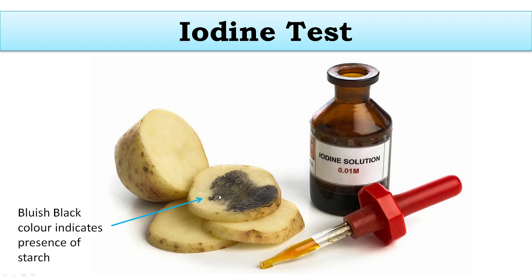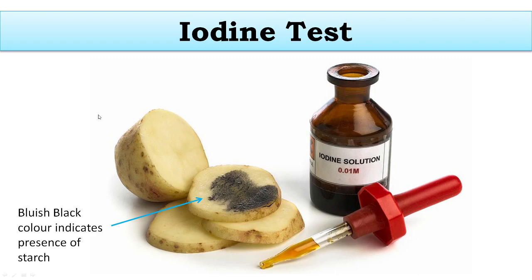The iodine changes color to bluish black when starch is present. So we say the iodine test is positive. Since potato contains starch, an excess amount of starch, it shows a positive iodine test.